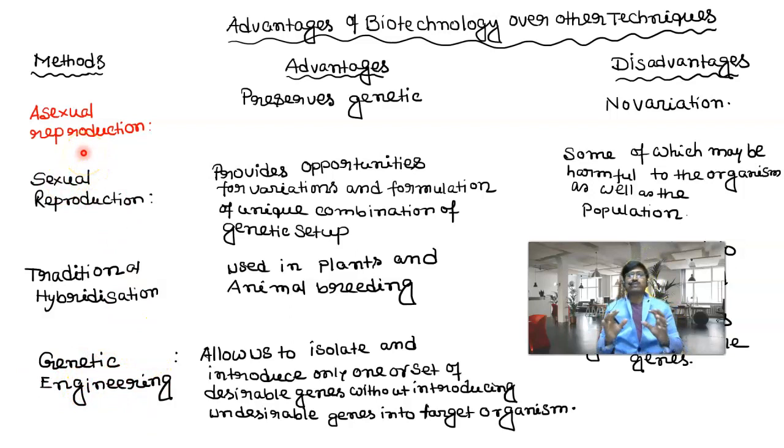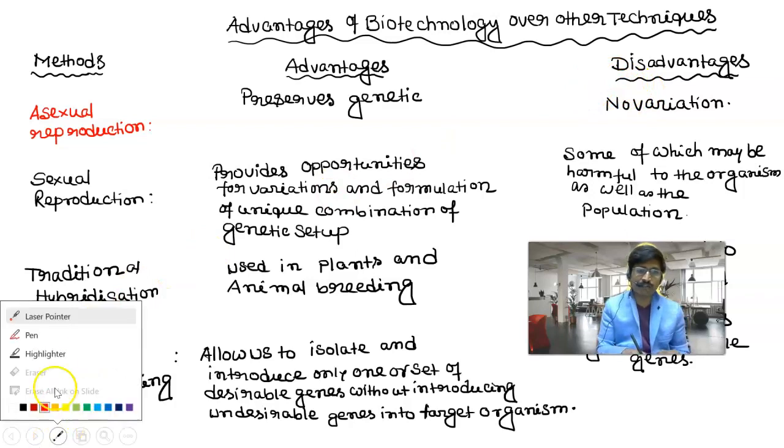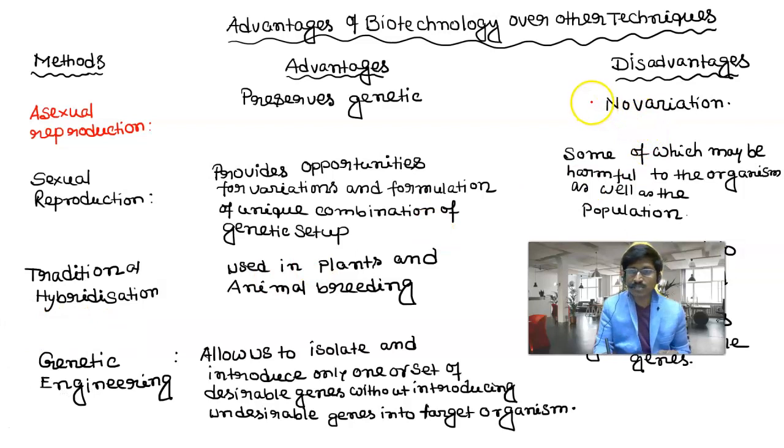So what about asexual reproduction? Asexual reproduction is also known as vegetative propagation. The advantage is that it preserves the genetic material, so no variation occurs. This is also one of the important disadvantages of asexual reproduction, because if there is no variation, survivability suffers, and environmental changes can disrupt the process. If the environment changes abruptly, asexual reproduction gets a problem.